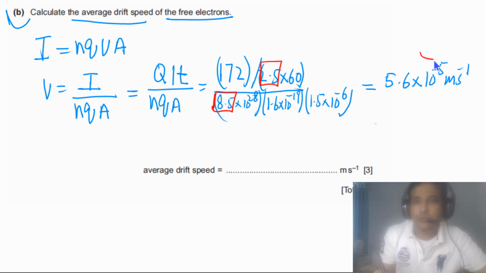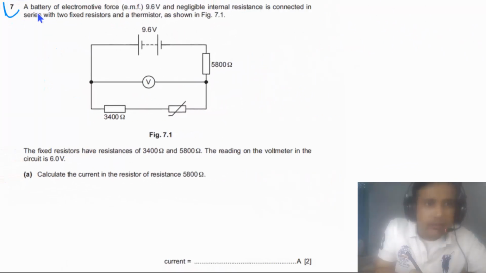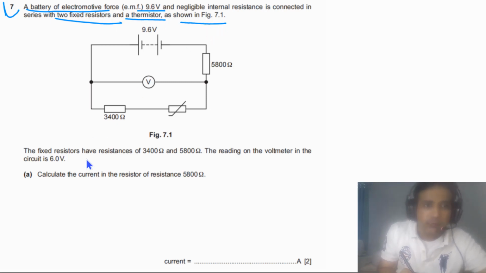So this is our final answer. Question 7 says a battery of electromotive force 9.6 volts and negligible internal resistance is connected in series with two fixed resistors and a thermistor as shown in figure 7.1. The fixed resistors have resistance of 3400 ohms and 5800 ohms. The reading on the voltmeter is 6.0 volts.